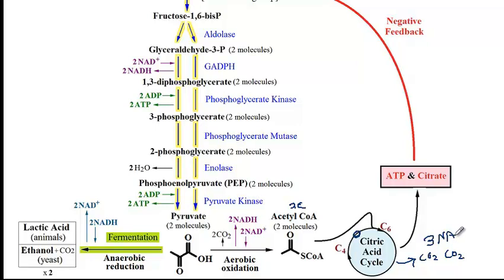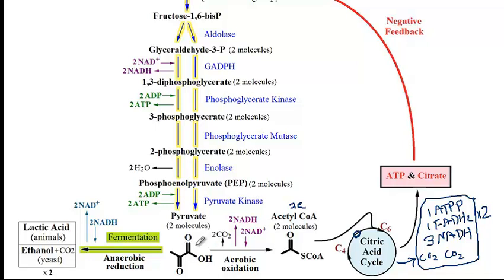3 NADH, 1 FADH2, and 1 ATP will be produced. But then since everything here is 2 molecules that we are going through, we have to multiply all these numbers by 2. Alright, so we will later on discuss the citric acid cycle in more detail, but for now let's focus on the fate of pyruvate.